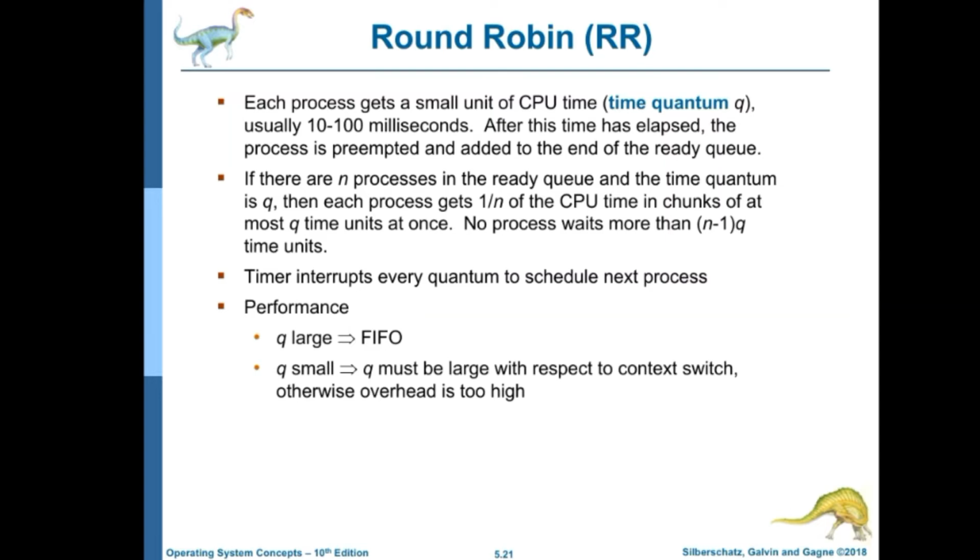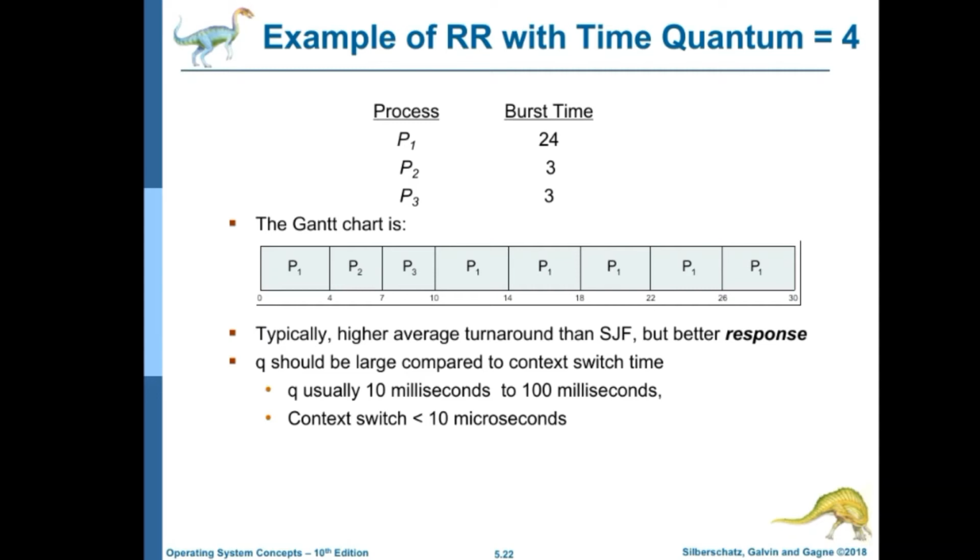A timer interrupts every quantum to schedule the next process. For performance, q large is equal to FIFO, and q small means q must be large with respect to context switch, otherwise overhead is too high. So here is the example of round robin with time quantum equal to 4. So we have the processes P1, P2, and P3, and the burst times 24, 3, and 3.